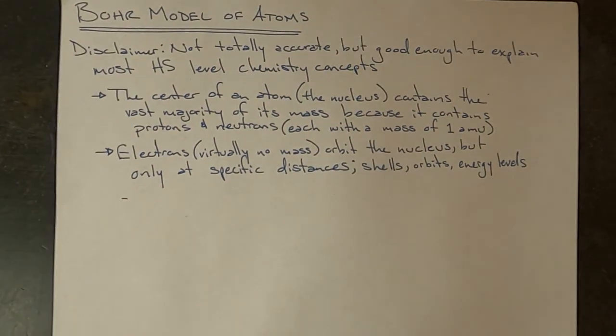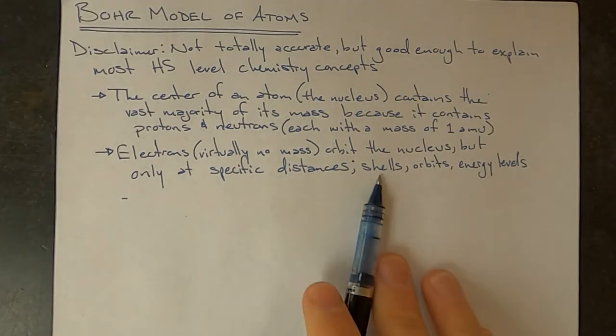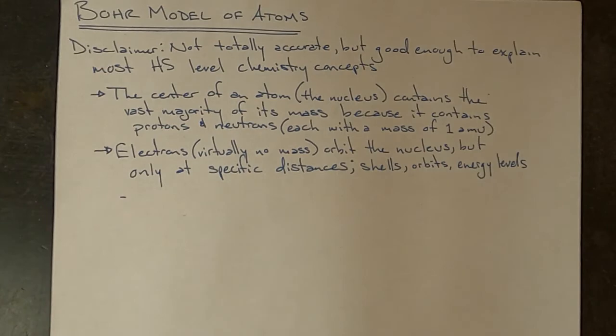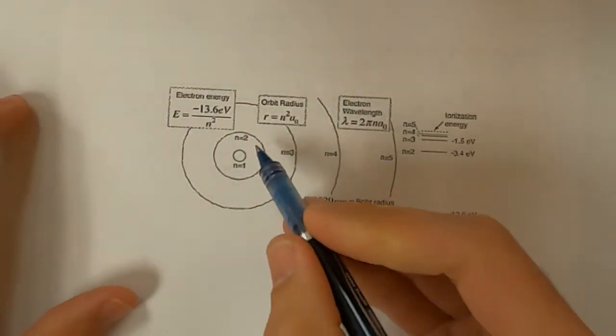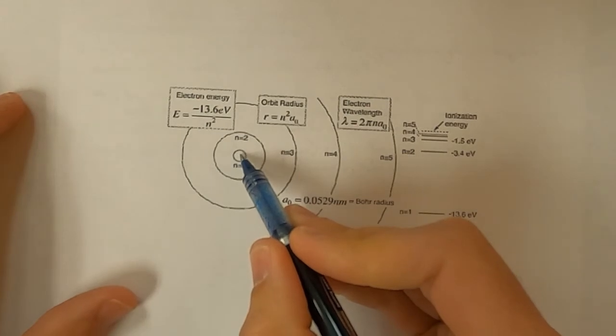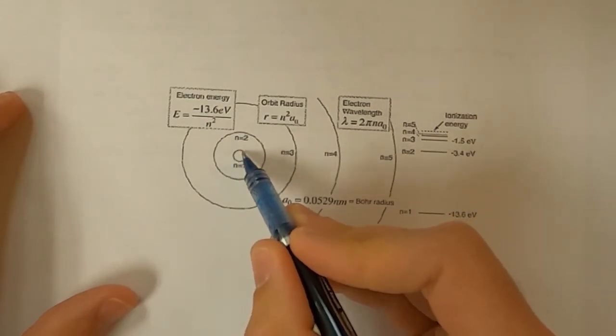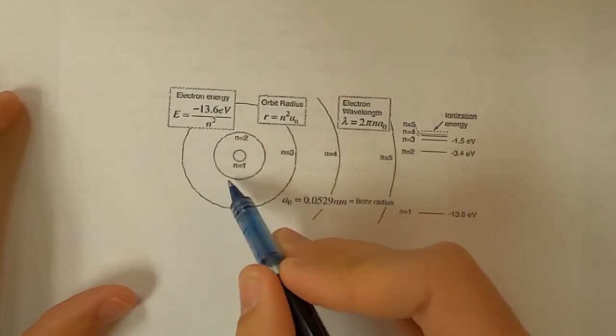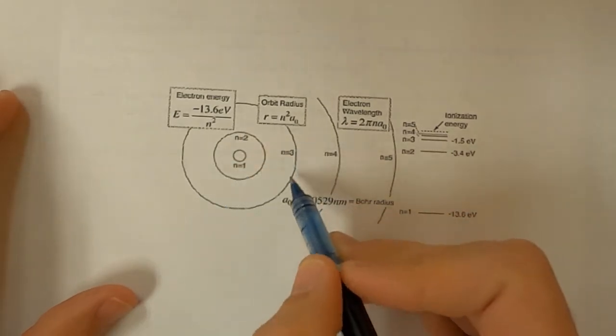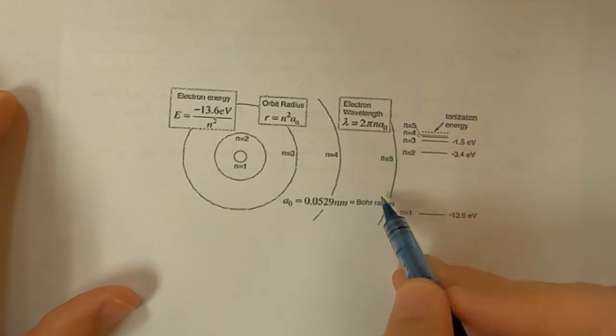In addition, Bohr was able to calculate how much energy was associated with each shell. That can be seen in this diagram here. So if the nucleus were a tiny point here, this would be the first energy level, the first shell. This would be the second shell, or second energy level. This would be the third, fourth, and fifth.